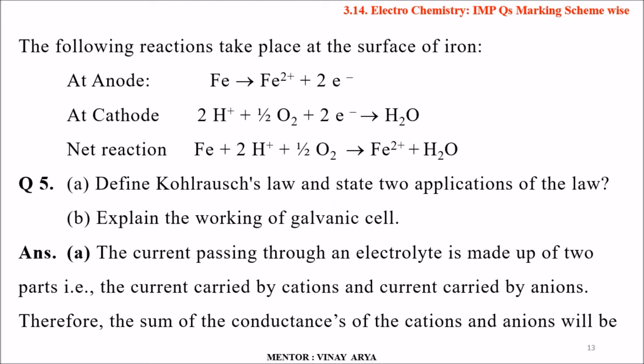Coming to question number 5, the A part is: define Kohlrausch law and state 2 applications of the law, and the B part is: explain the working of a galvanic cell.